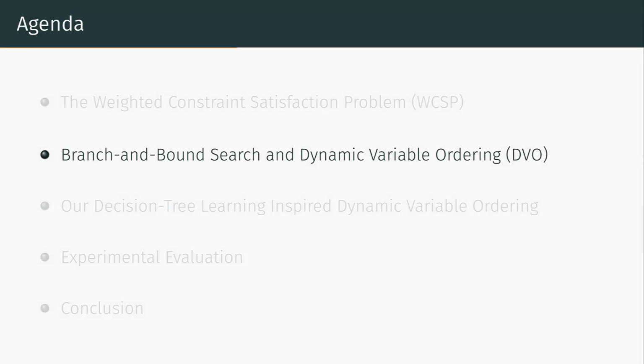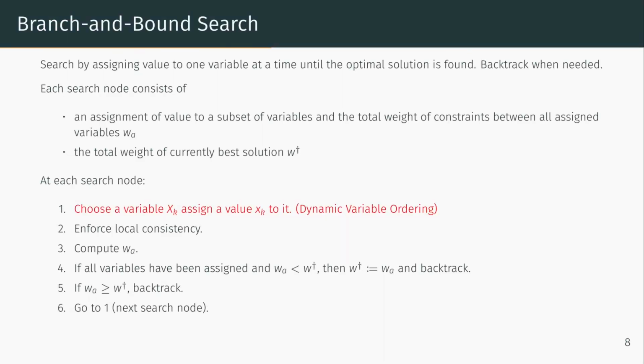Now let's talk about branch and bound search and the dynamic variable ordering. So how does branch and bound search work in the context of WCSP? It searches by assigning a value to one variable at a time until the optimal solution is found, and it backtracks when needed.